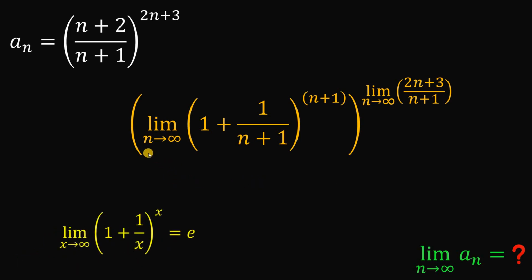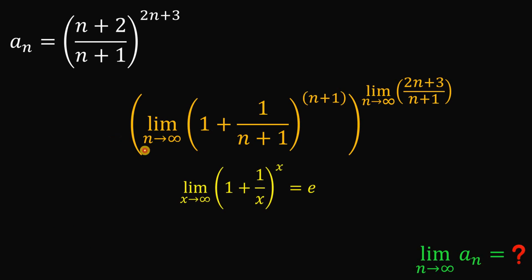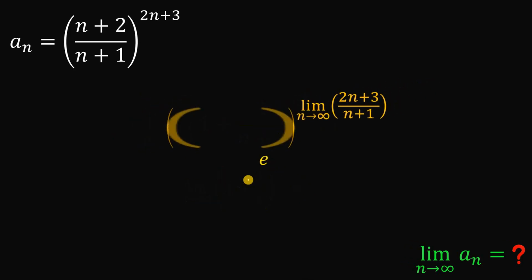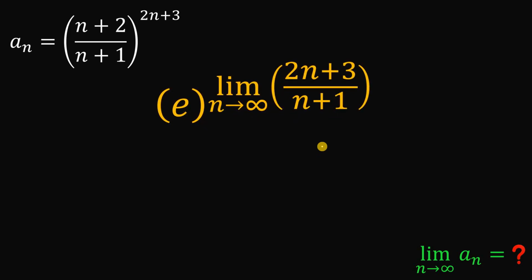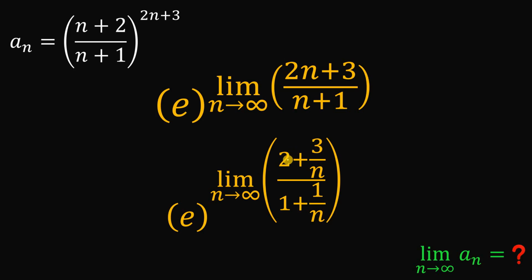The first one, inside this parenthesis, the limit of (1 + 1/(n + 1)) raised to the power of the same thing, n + 1, as n approaches infinity is technically equivalent to just e. So this is just e. Now, let's focus on this. How about the exponent? What we're going to do here is divide the numerator and the denominator by n. And if we do that, we get (2 + 3/n) over (1 + 1/n).